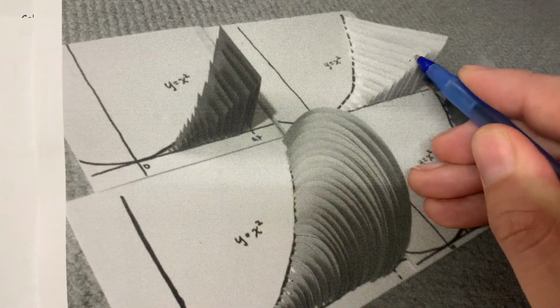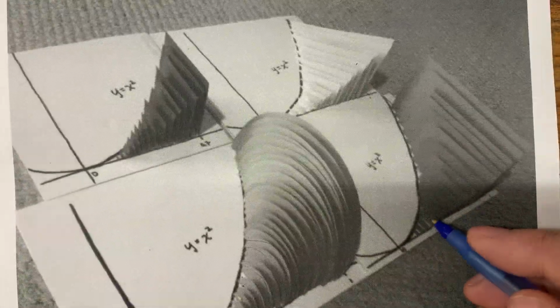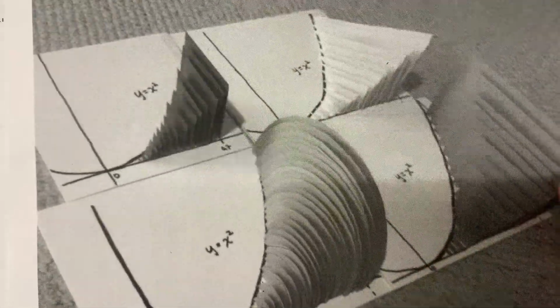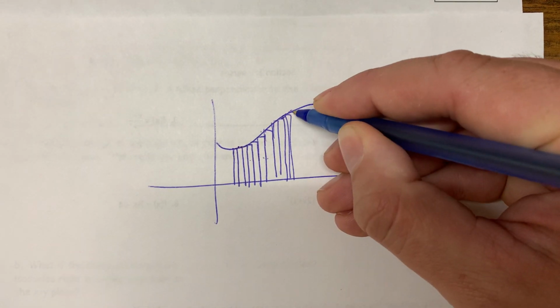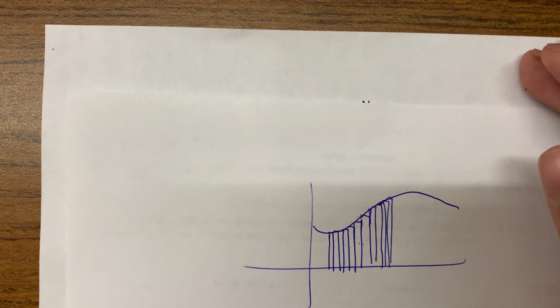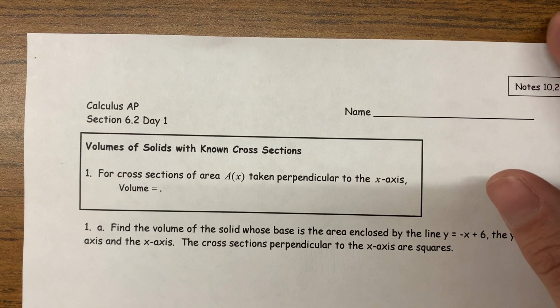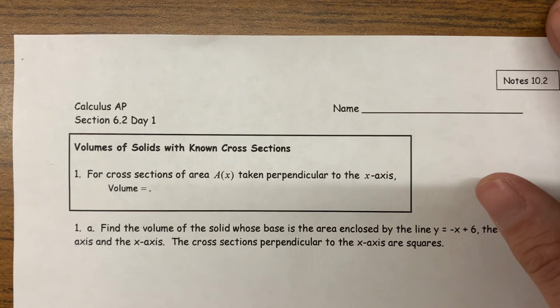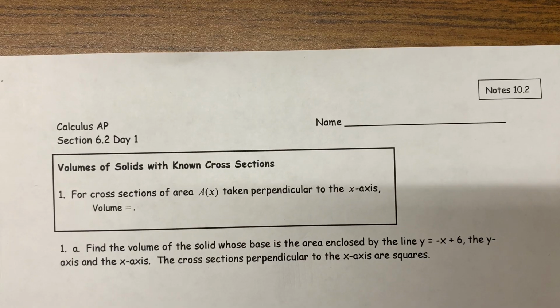So hopefully we can see that these are super, super thin areas and infinitely thin volumes. And so just like we used infinitely thin rectangles to make up area, we can use infinitely thin areas to make up volumes. So here is the calculus.